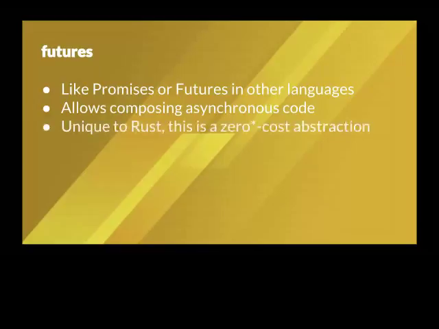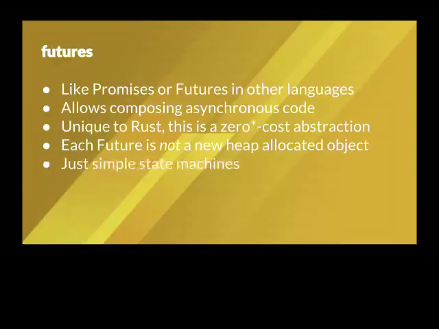But unique to Rust is that futures are actually a zero-cost abstraction. They're not this new heap allocated thing. Like in JavaScript, when you use a promise and you chain .then on everything, every single time that closure is being allocated into a new object on the heap, and it's slower for that. But in Rust, you just implement the future trait, which means that the future can just be a stack object and just be a state machine.